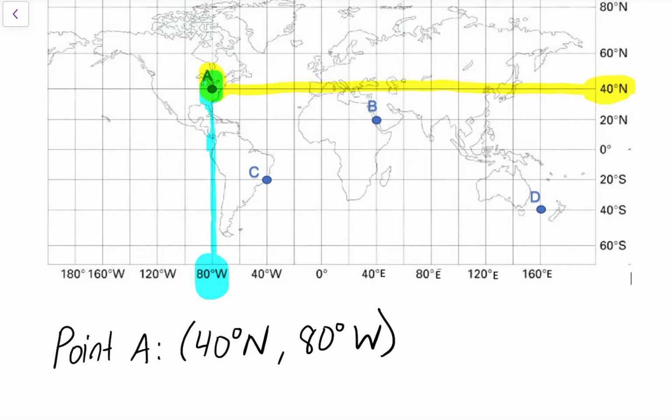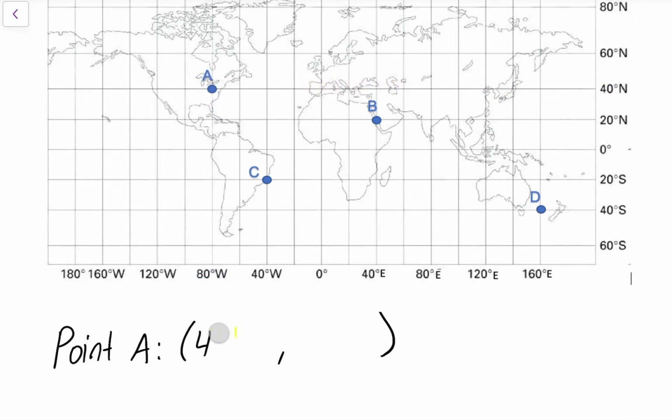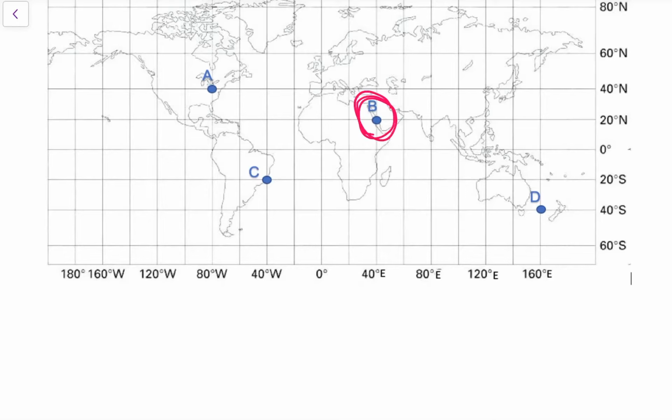Remember, when we write latitude and longitude, we want to have the latitude first, then the longitude. We always need to include the degree sign and then the direction, so north, south, east, or west. Let's try another point on this map. Okay, let's look at point B. Point B. I'll circle it so we know where to look. Here's point B.